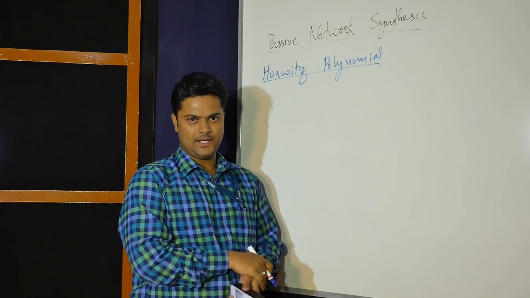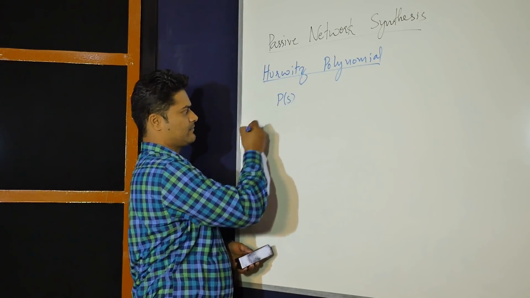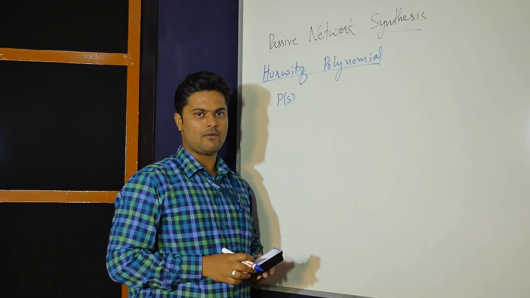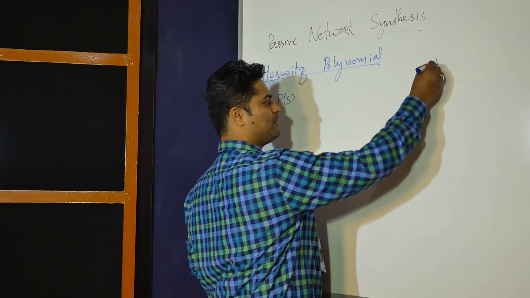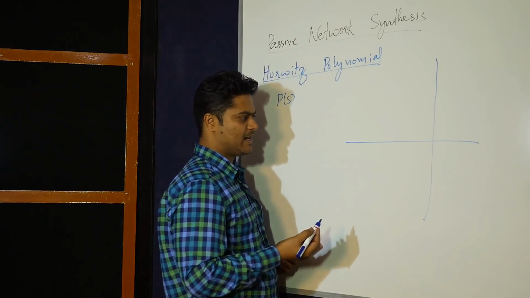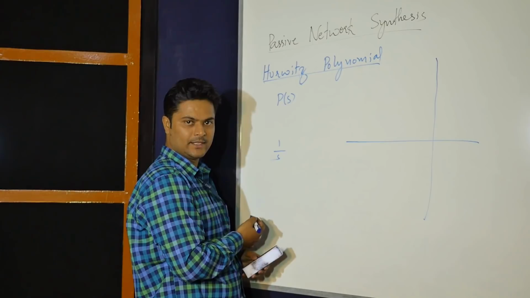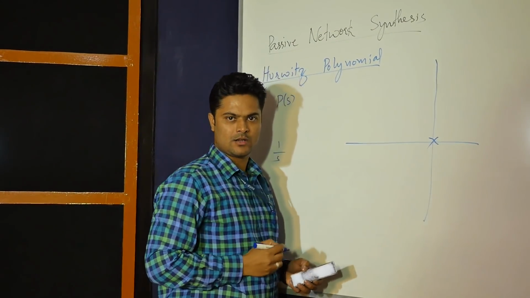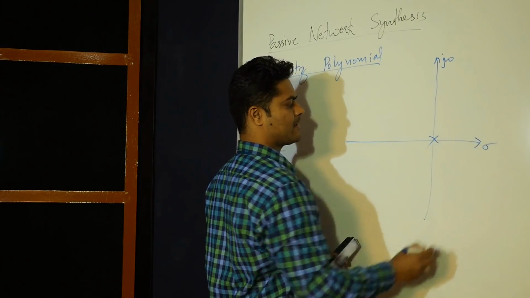Coming to the Hurwitz polynomial, the polynomial p of s is said to be Hurwitz if the poles of it lie on the left side of the S plane. That means, given an S plane, correct, take its characteristic equation, which has 1 by s in the denominator, that represents a pole in the coordinates. This is the j omega axis, this is sigma.